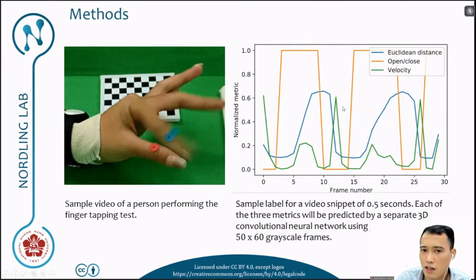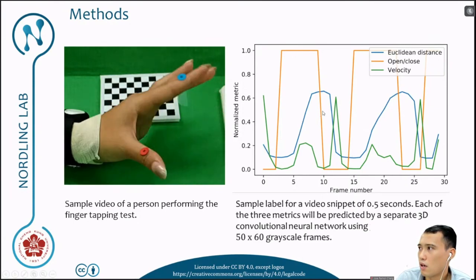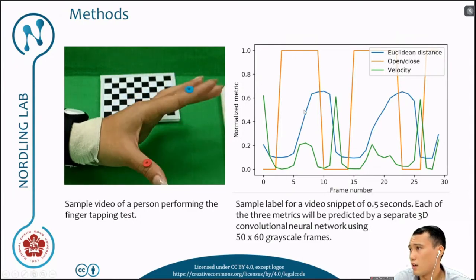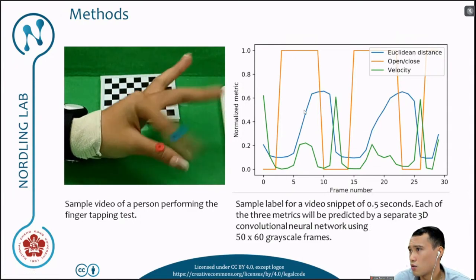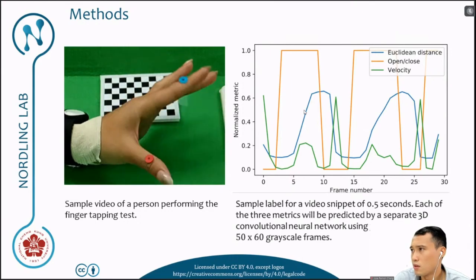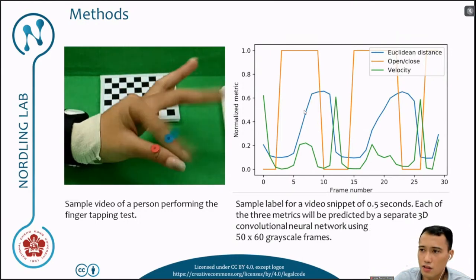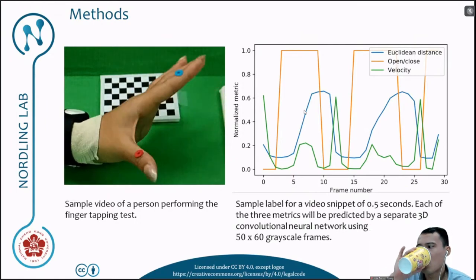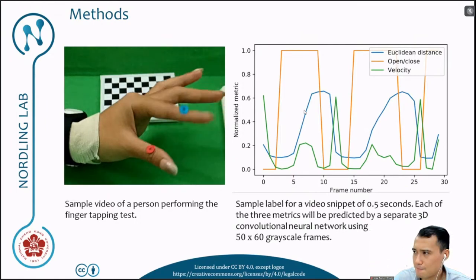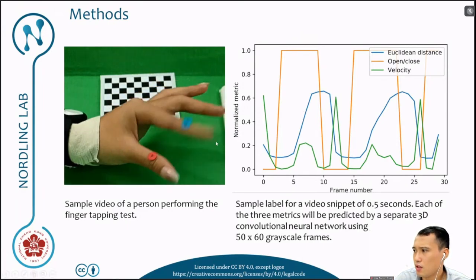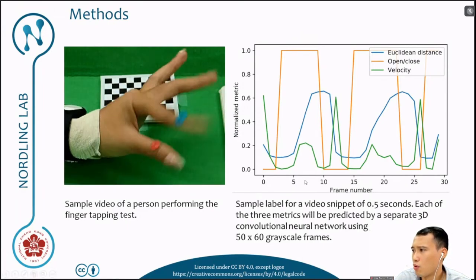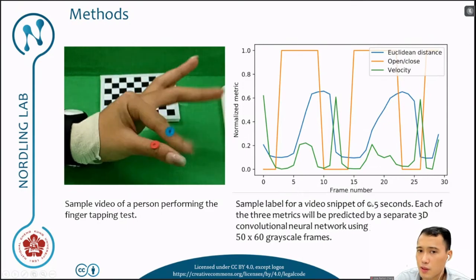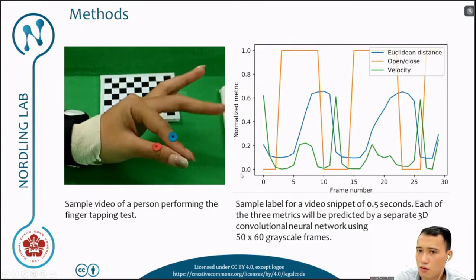So here I have normalized them for you. The blue line corresponds to the Euclidean distance, the green one corresponds to the velocity, and the orange one is a binary variable that just tells you zero if it is closing or one if it is opening. So here we have the labels for what would be a half-second observation window. We film at 60 frames per second, so we selected three frames that correspond to half a second.